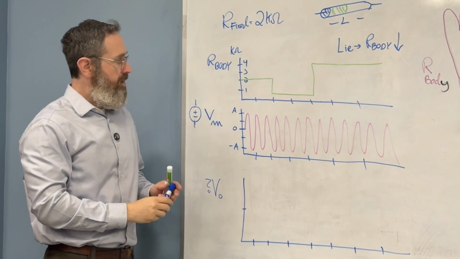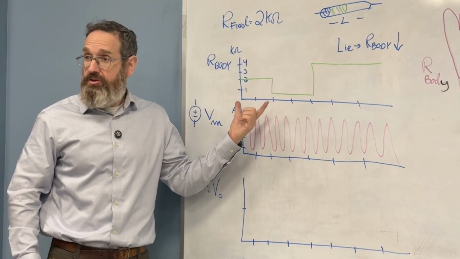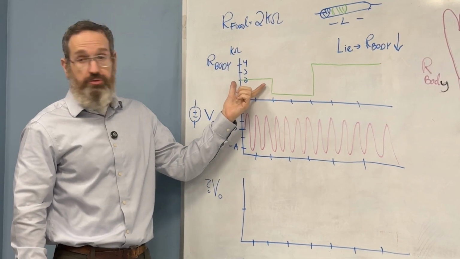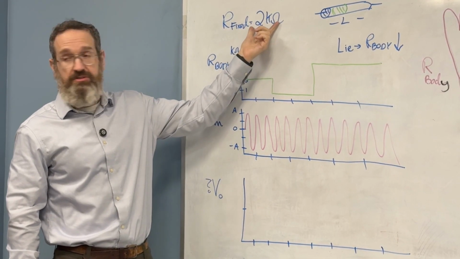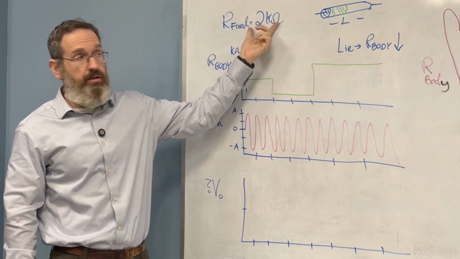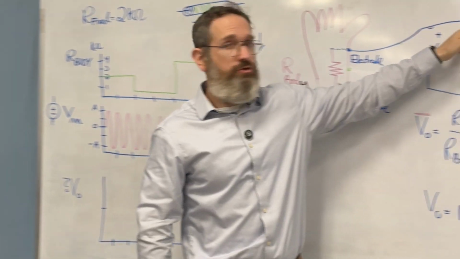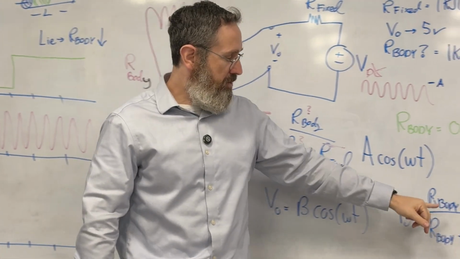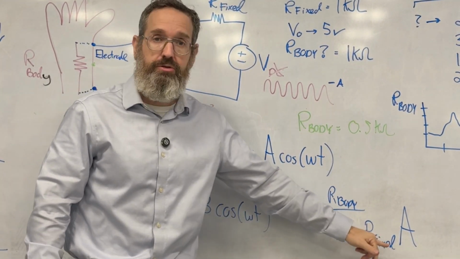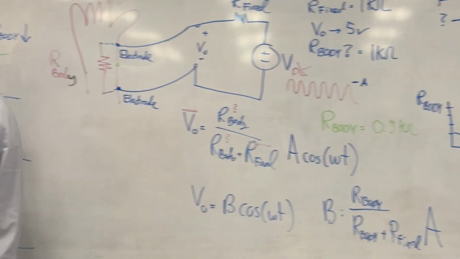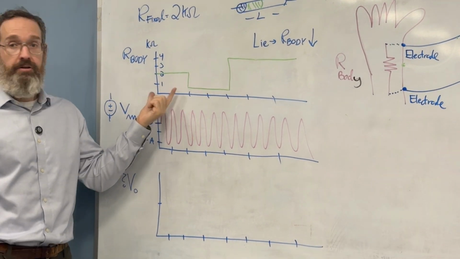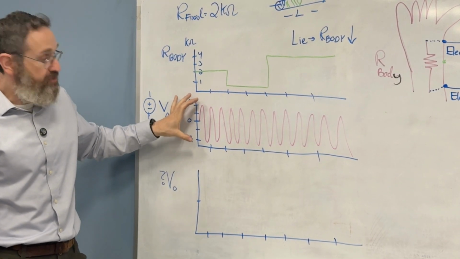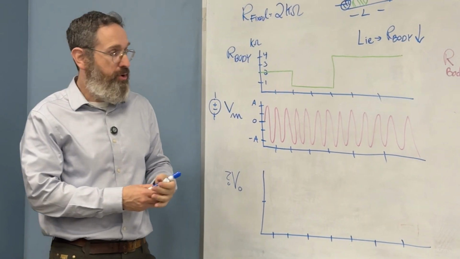Okay, now let's talk about this period first. In this period of time here, our body is 2 kilo ohm. Now R fixed is 2 kilo ohm. So we have 2K and 2K. It's actually an even split, or 2 over 2 plus 2, which is a half. So during this time period here, because the resistance of the body is fixed, this is actually reduced by half. It's like putting a 1/2 multiple on it.